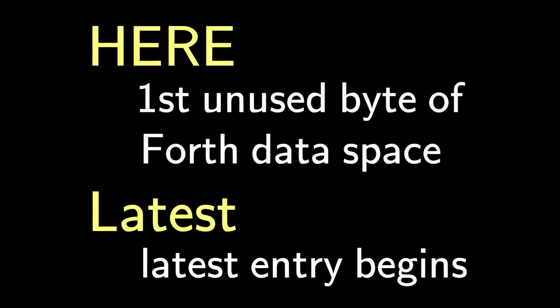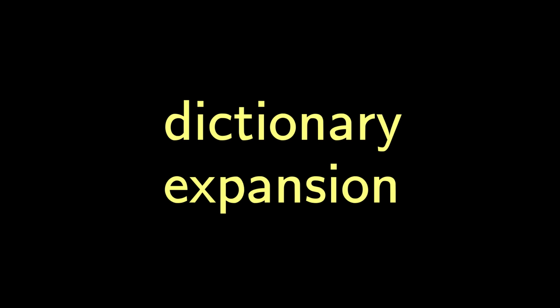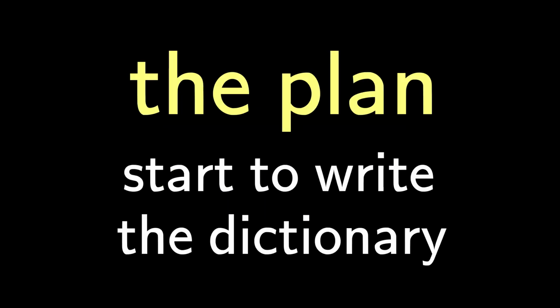Typically, the dictionary grows toward higher addresses of the Forth dataspace, and we keep track of the address, here, of the first unused byte of the dataspace, and the address where the latest dictionary entry begins. Each dictionary entry knows the address of the next earlier dictionary entry. To search for an entry in the dictionary, we start at the latest entry and follow next earlier links until we reach an entry with a matching name. To add an entry to the dictionary, we write a header and the new subroutine at here, and we update here and latest. Our plan is to add some useful words to the dictionary. We will write the subroutines ourselves in machine code. We just want a little help with keeping the dictionary structure.